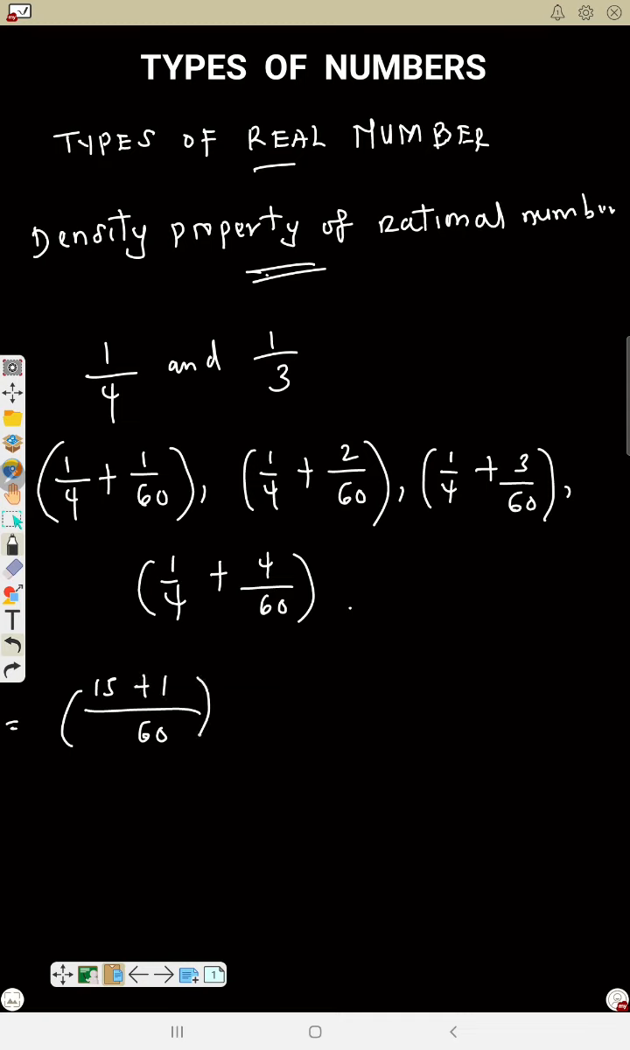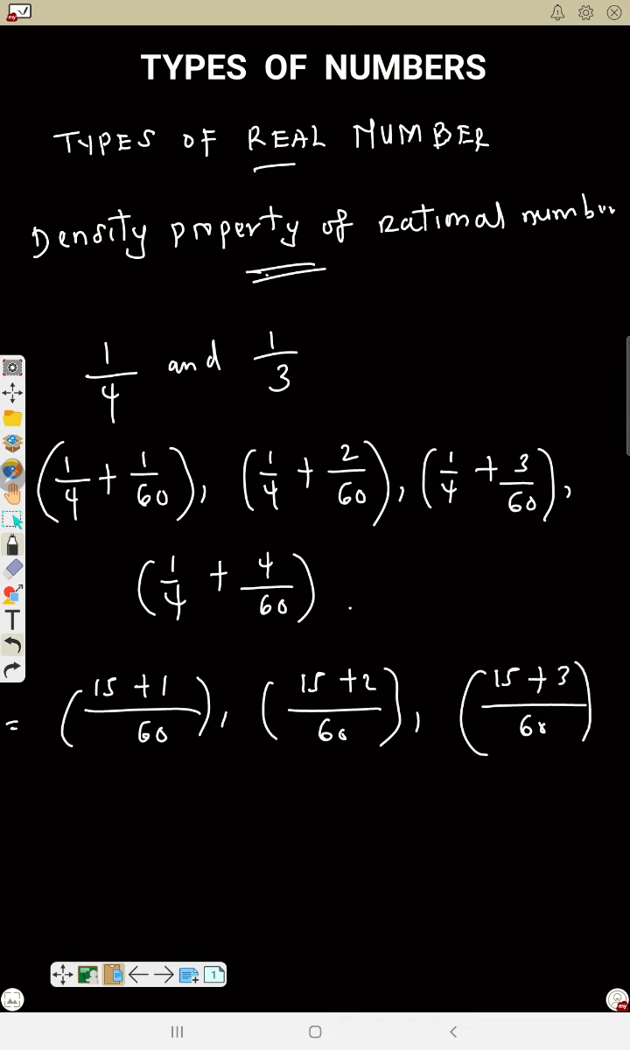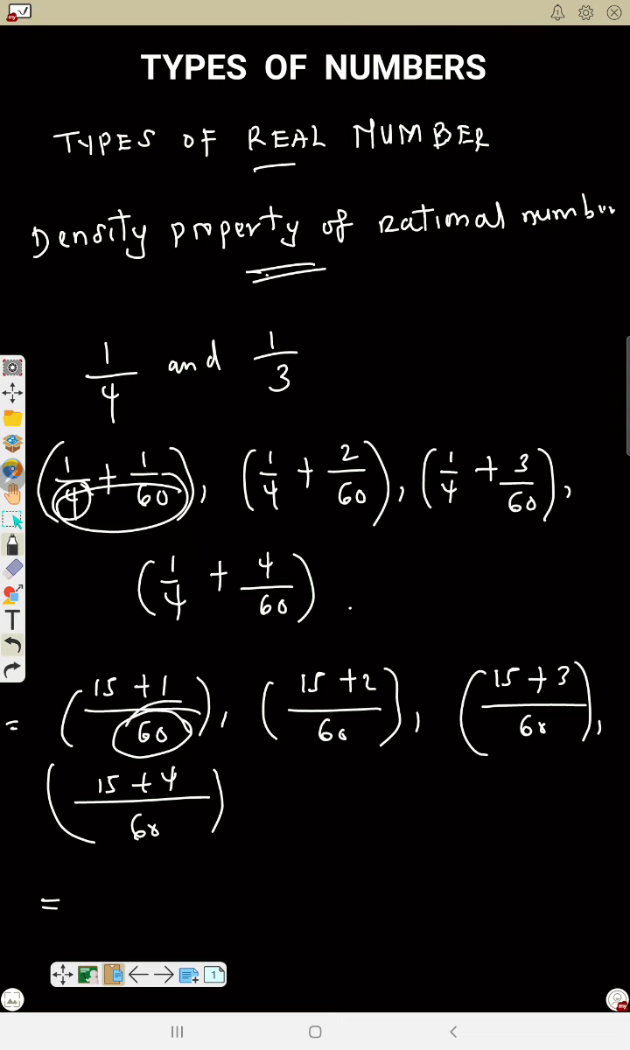This will be 15 plus 1. LCM 60. That is 15 plus 2. LCM is 60 again. That is 15 plus 3. LCM is 60 again. That is 15 plus 4. So remember, LCM of 4 and 60 is 60. 4 in 60 is 15. So 15 times 1 is 15. 60 in 60, 1 times 1, 1.